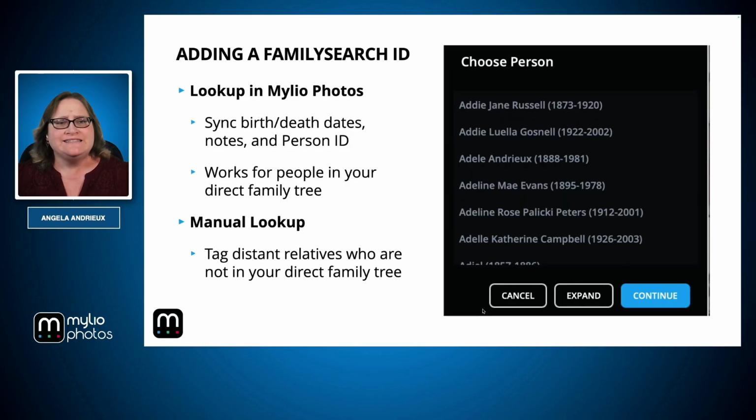So let's take a look at first adding a FamilySearch ID in Mylio Photos. This is where you can connect the unique identifier in FamilySearch.org to your Mylio Photos library. When you do this, it doesn't send any of your information to FamilySearch, but it does allow you to download some birth, death dates, and some various notes about that person. You can also do a manual lookup. So let's go ahead and walk through those here really quick.